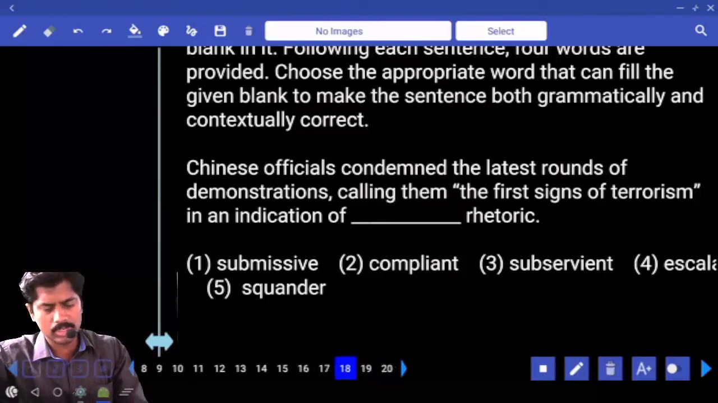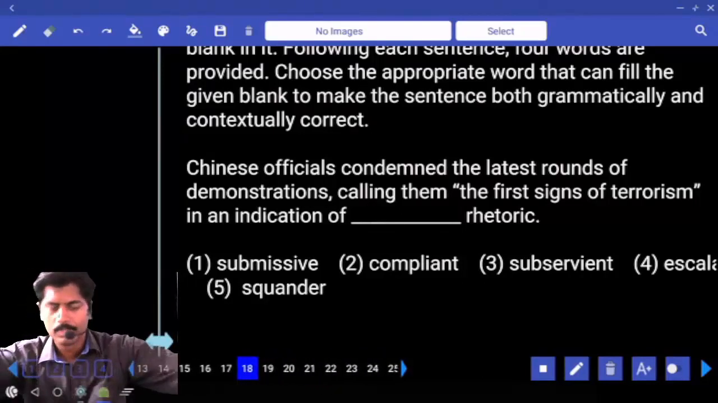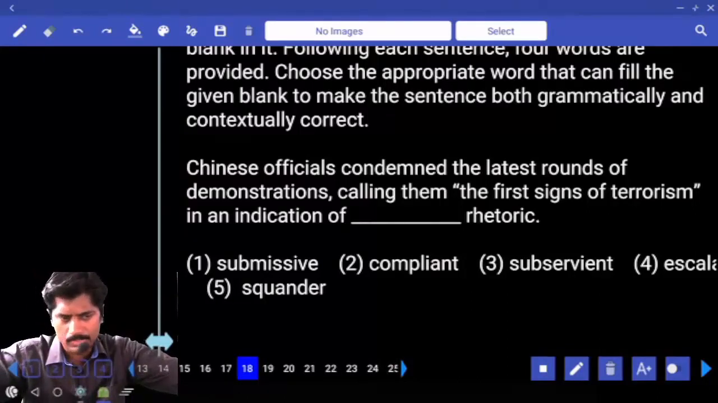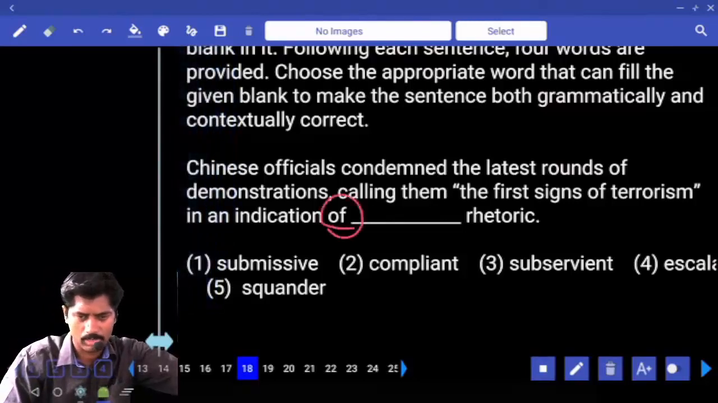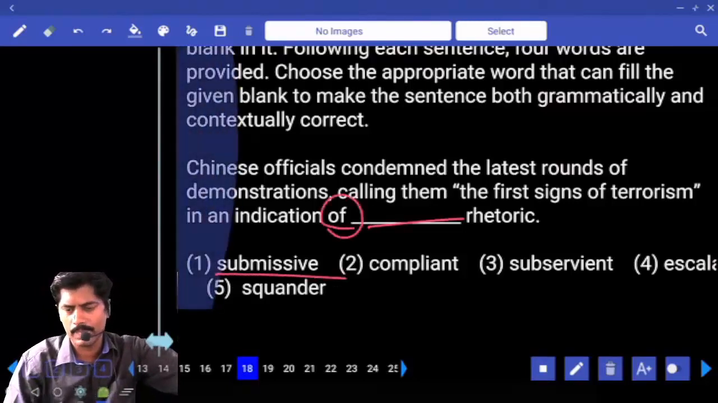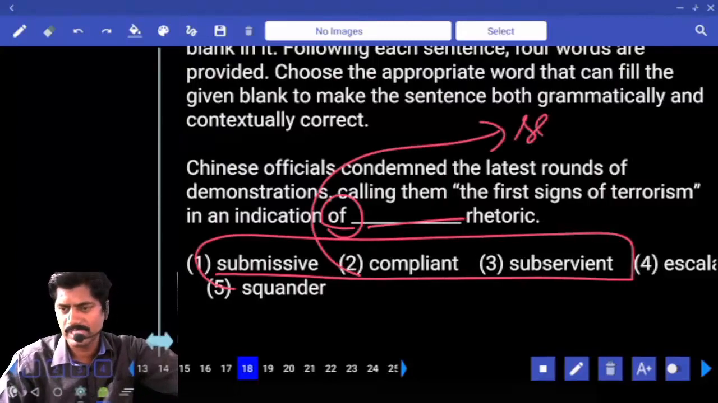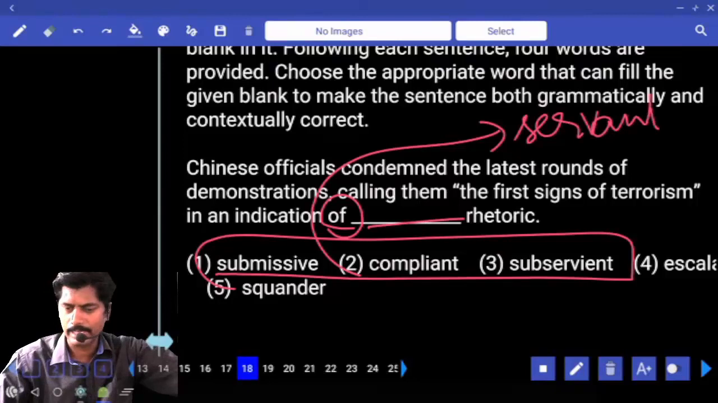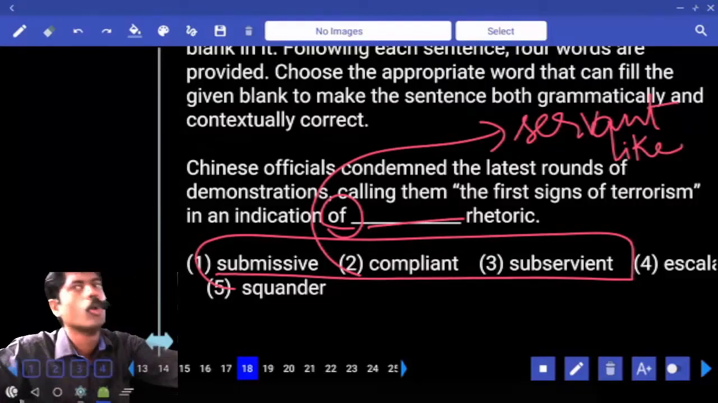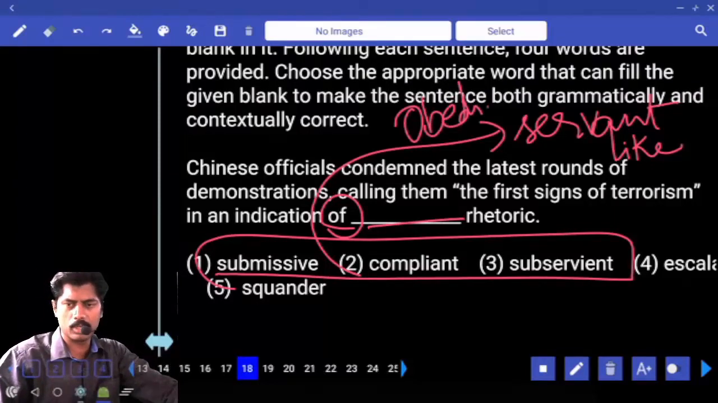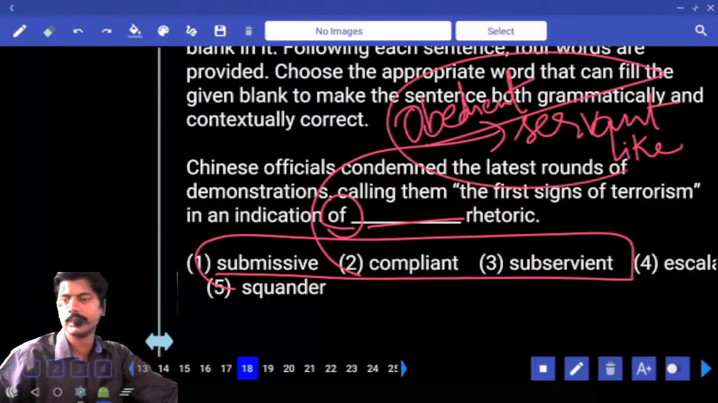Now, third section fillers, 18th question. Chinese officials condemn the latest rounds of demonstrations, calling them the first signs of terrorism. Is an indication of dash rhetoric. Submissive, compliant, subservient, same. Having the attitude of a servant. Servant-like attitude. Whatever the other people say, these people will listen and follow. Obedient, servant-like or obedient. Servant-like is a bit negative, obedient a bit positive, but same meaning.